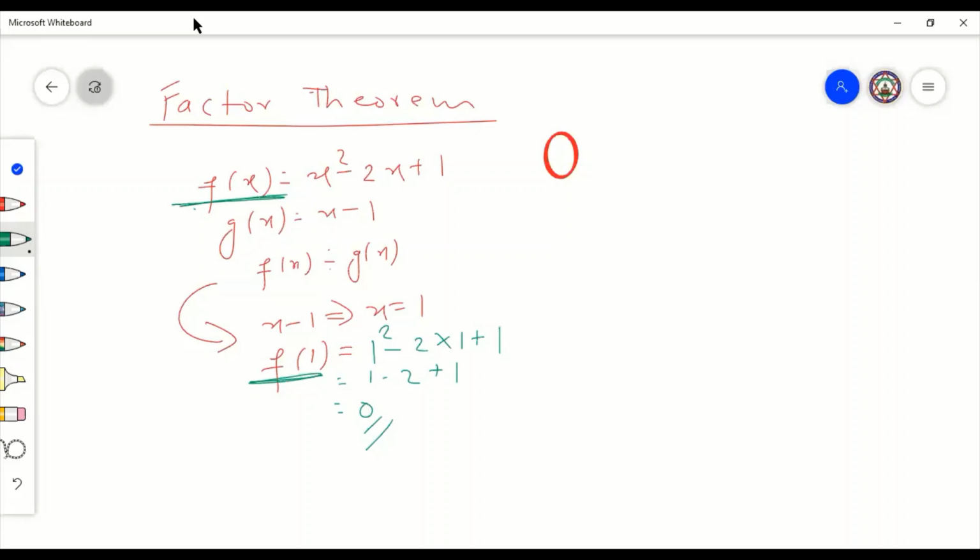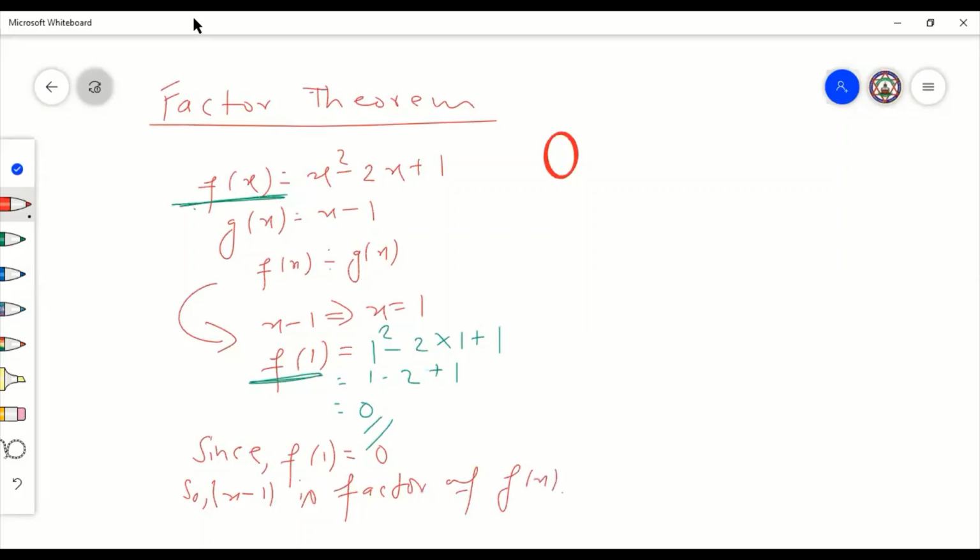In this case we can say that since f(1) equals 0, x minus 1 is a factor of f(x).